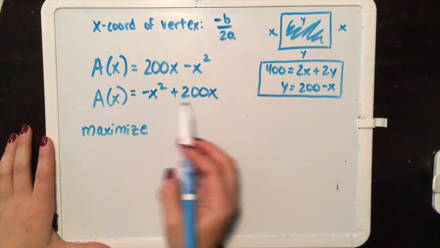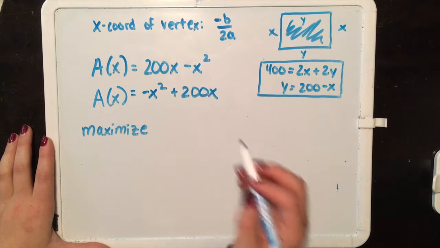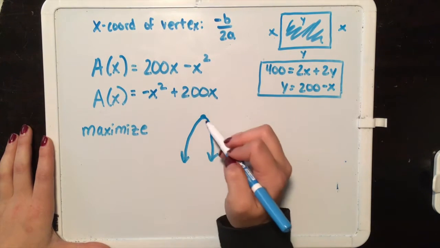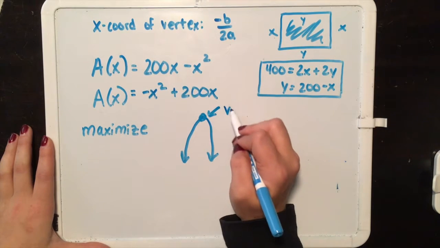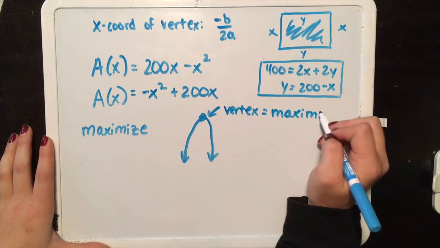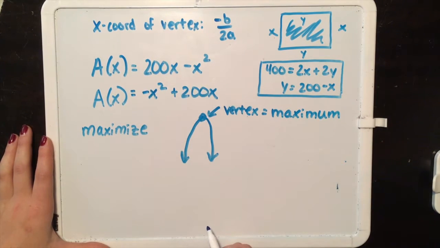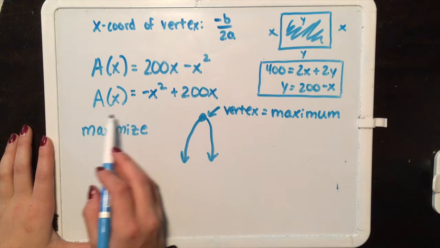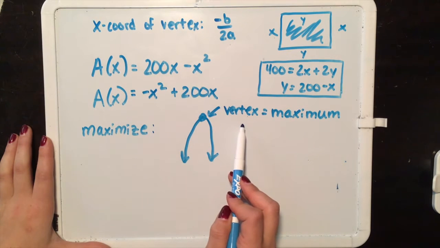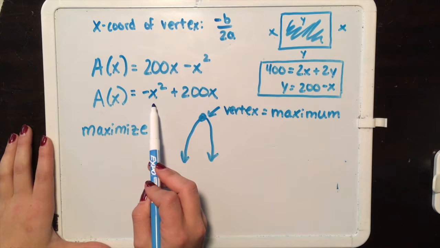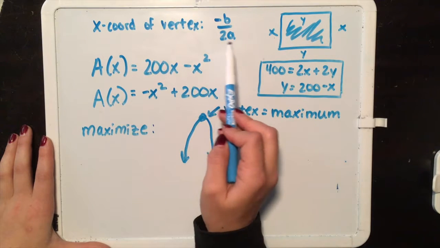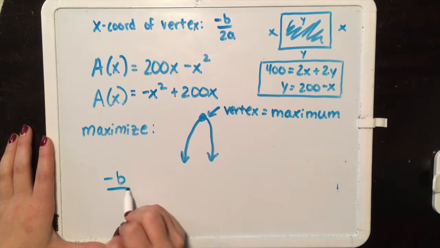Notice that our parabola has a negative a value. A negative a value means that the parabola faces down and the vertex is the maximum value in the function. So by maximizing the area, all we really need to do is find the vertex, which will give us the x value that maximizes this area. How do we find that x value? We use our equation, negative b over 2a.